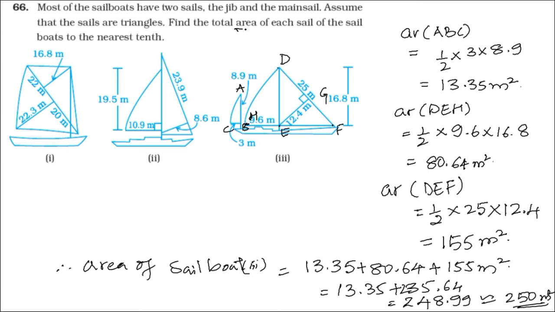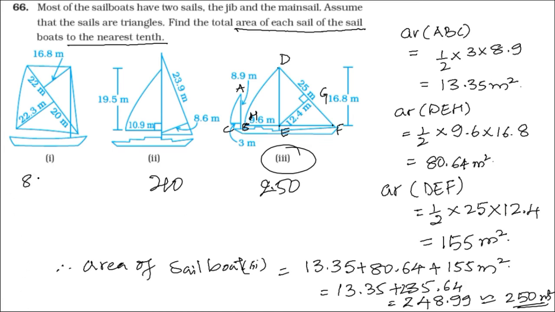So find the total area of the sailboat to the nearest tenth. For this it is the 250. For this it is 210. And for the first one it was 820 meter square.